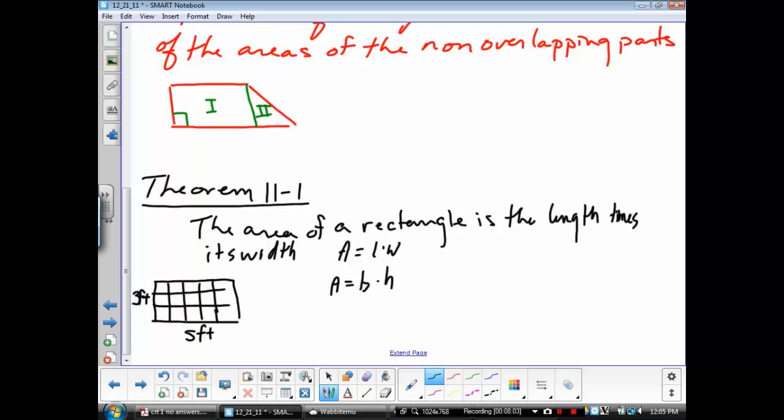How about perimeter of a rectangle? Perimeter is the distance around the rectangle. This length plus that length plus that length plus that length would be the perimeter of that rectangle. So perimeter is the distance around, and that would be what you'd think about if you're buying fencing.